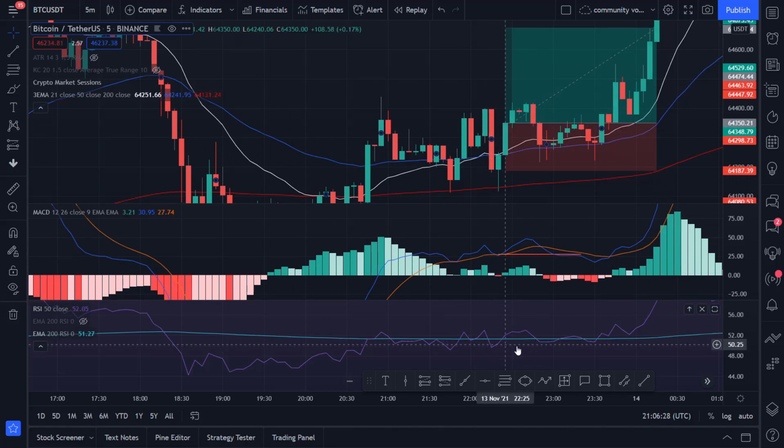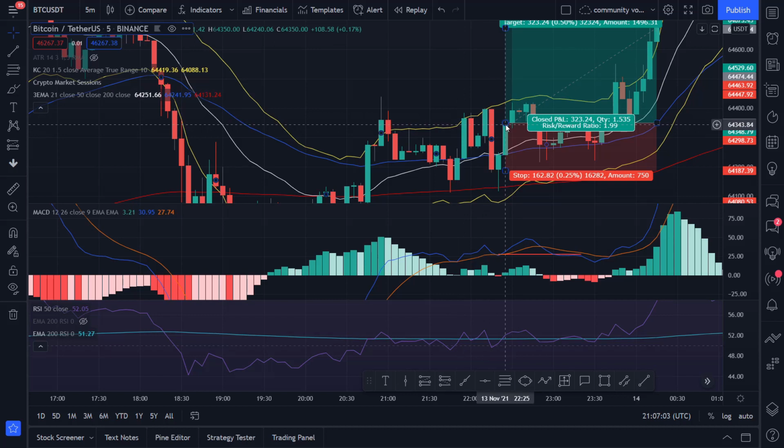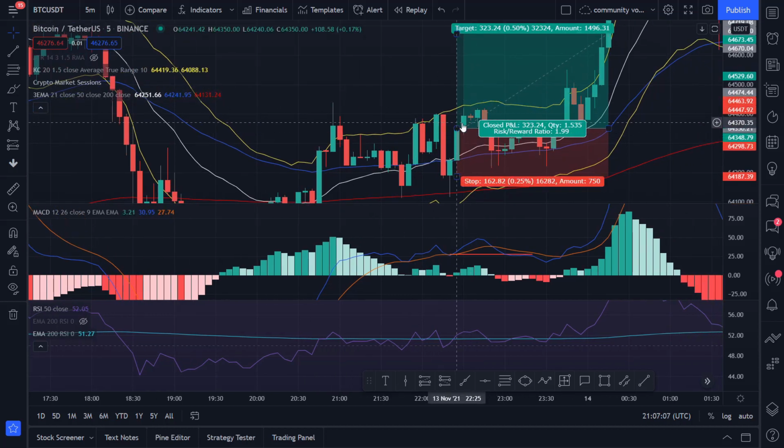Now take a look down on your RSI. As you can see on this MACD cross-up, the RSI was above the 200 EMA, so the entry is still valid. One last thing we need to check is the Keltner channel. These yellow lines are the Keltner channel, and the rule says that we need to close inside the Keltner channel for a valid long entry. As you can see, the price closed inside the Keltner channel, so this is a valid entry.